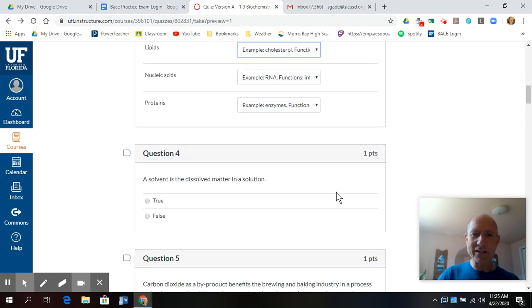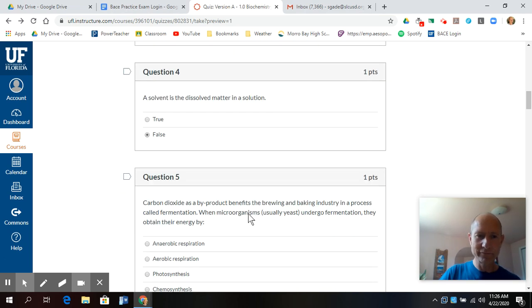Okay, question 4. A solvent is the dissolved matter in a solution. Sometimes I won't even look at the possible answers. I just put my hand up over the screen so I couldn't see them. I'll try to figure out the answer by myself before I look at the possible answers. So I'll look at that and I'll be like, no, it isn't. A solvent is the thing that's dissolving the matter. It's not the dissolved matter. The dissolved matter is the solute. So this is crap. Boom.